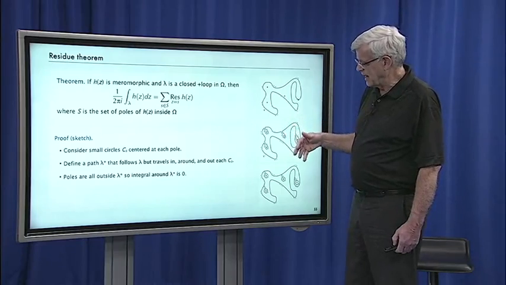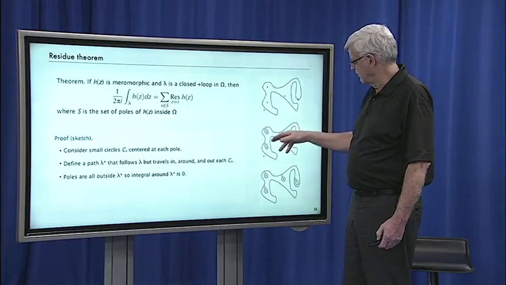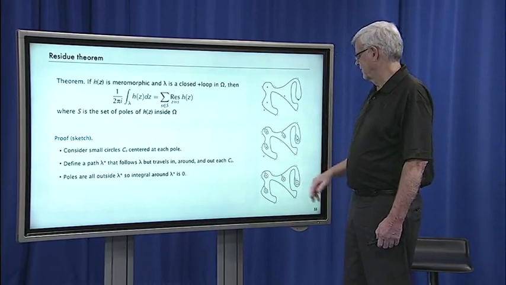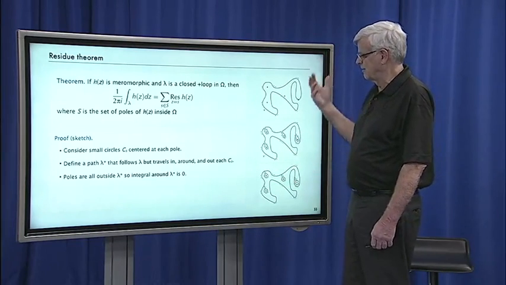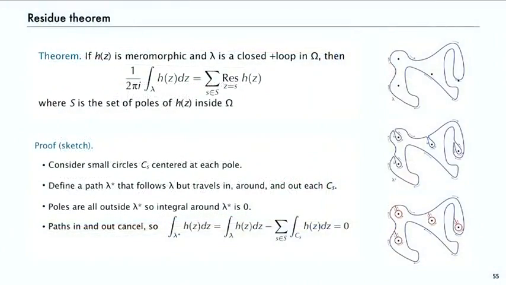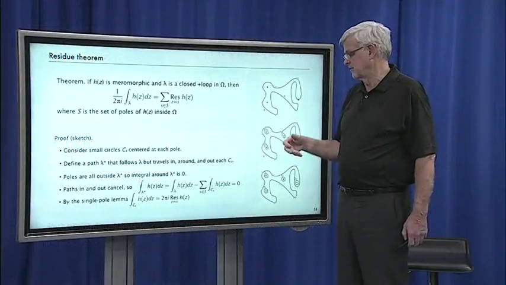So the integral around the path is 0. We arranged it so they're all outside, even when it's a circle like that. So the integral's 0. The in and out lines cancel out, one going in one direction, one going the other direction. And the circles give the residues, by doing one pole at a time. So that immediately gives the result that the integral around the path is equal to the sum of the residues.